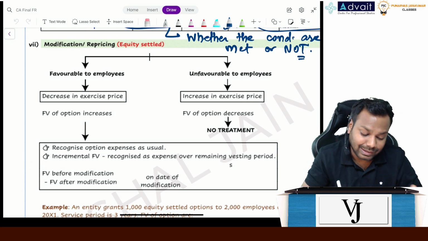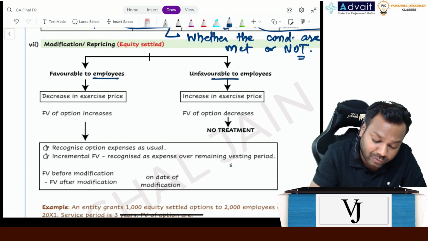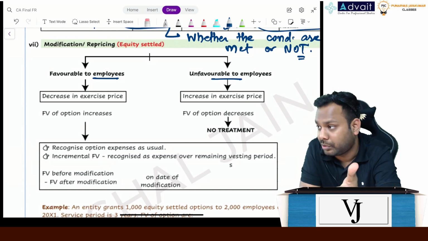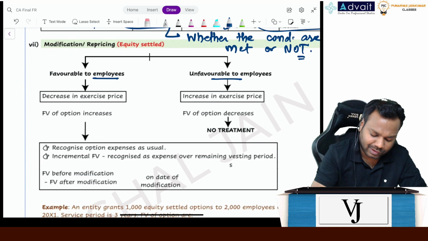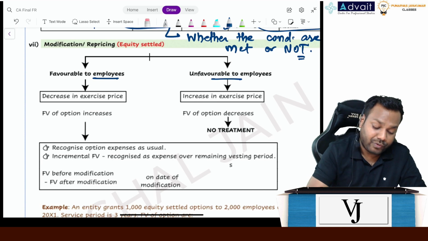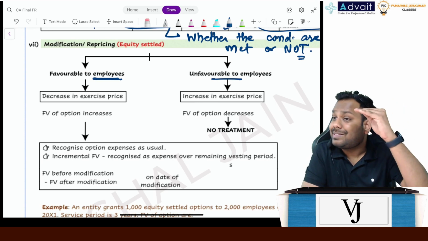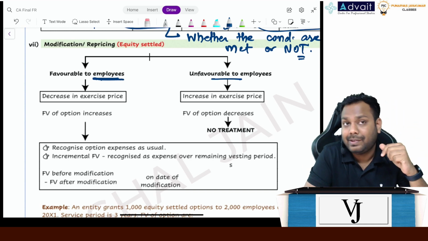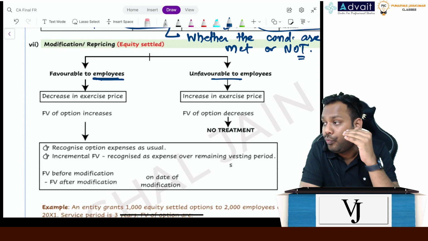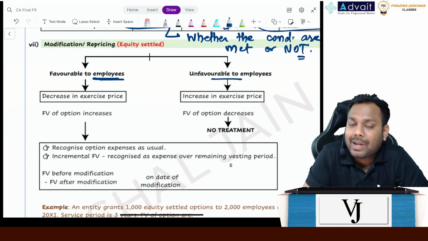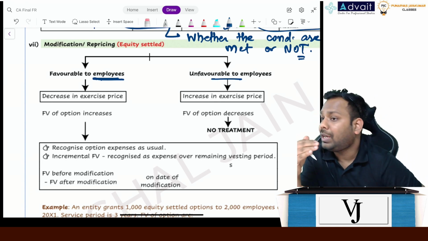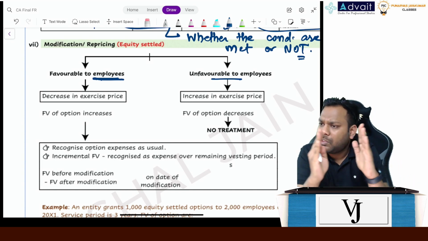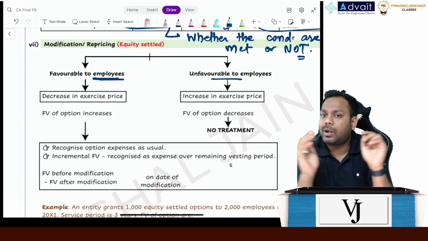So now this is done. Favorable or unfavorable, it might be a case that the exercise price can be increased also. Now we'll discuss each of them, don't worry. Favorable to employees means the exercise price is decreased. When the exercise price decreases, definitely the fair value will increase, right? Now the standard says whenever the fair value increases, you continue the normal expense booking which you are doing.